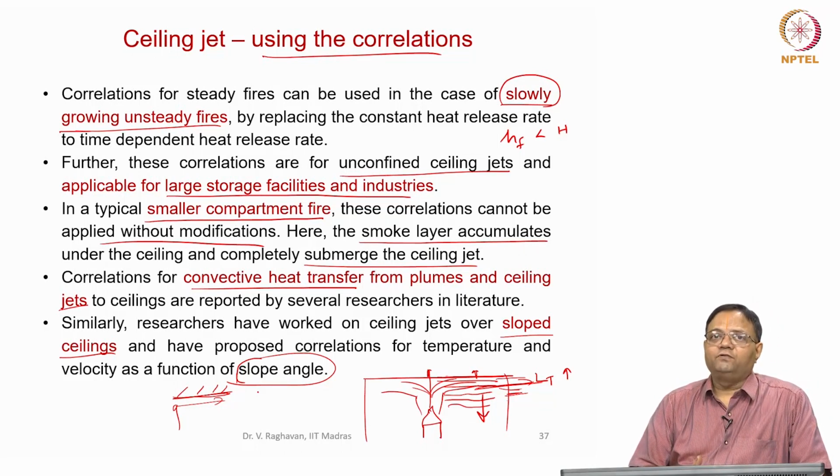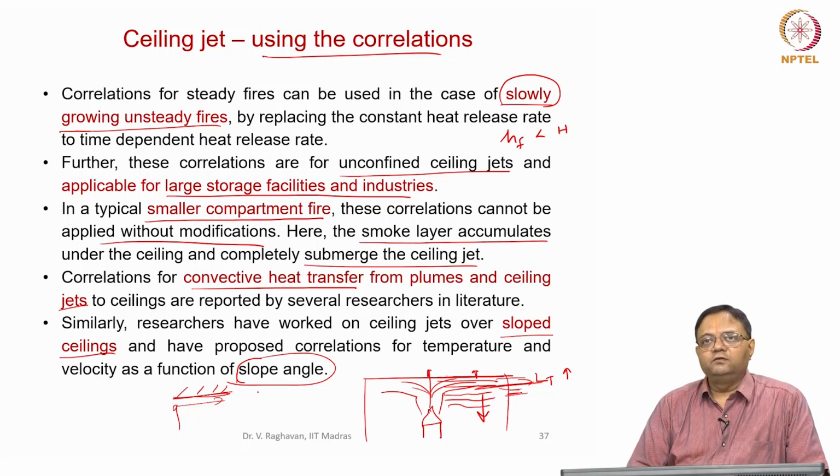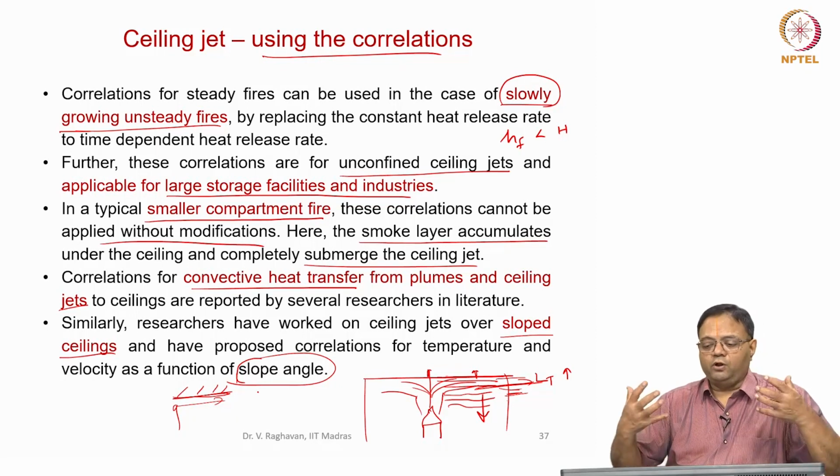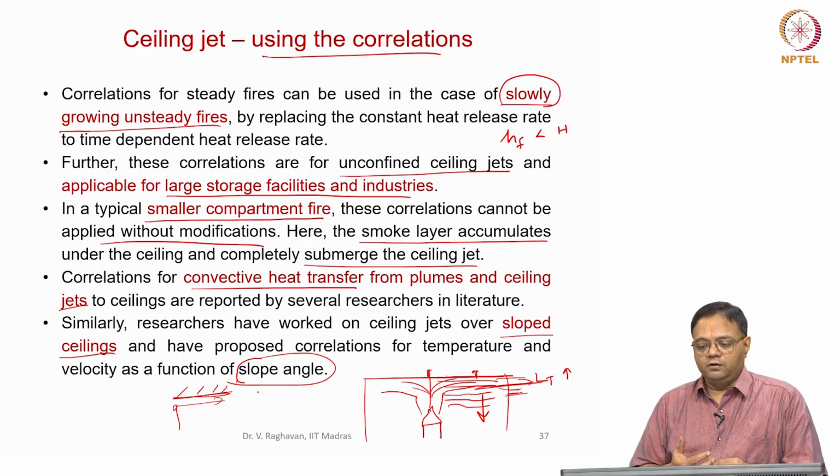When you have transient fires, then these correlations cannot be straight away used, especially when there is an accumulation of smoke near the ceiling, and that affects the characteristics of the ceiling jet itself. Okay.